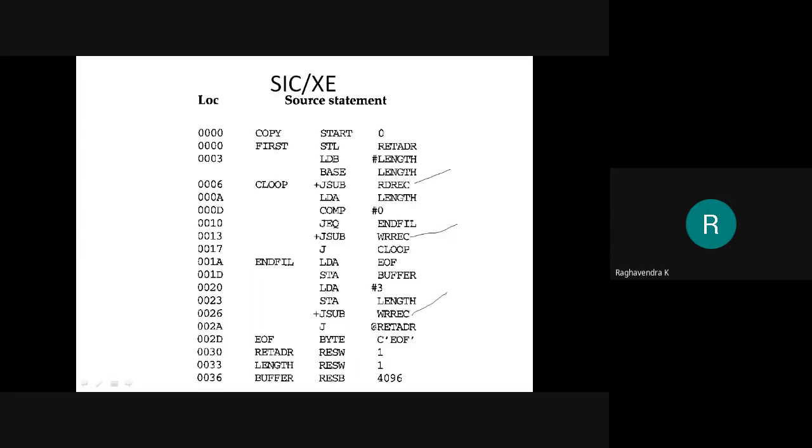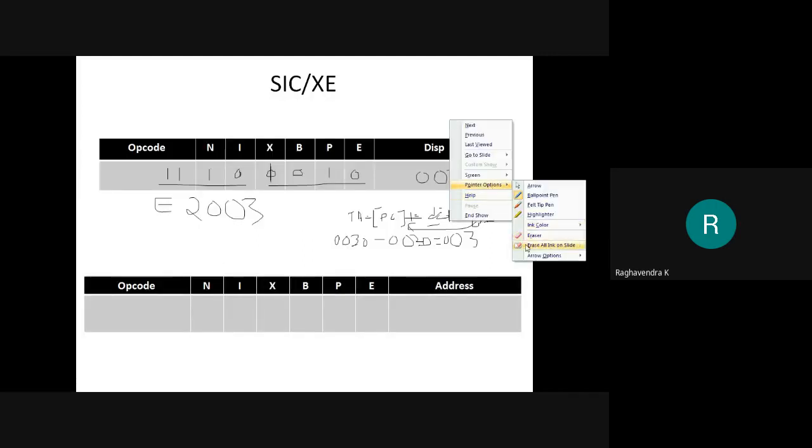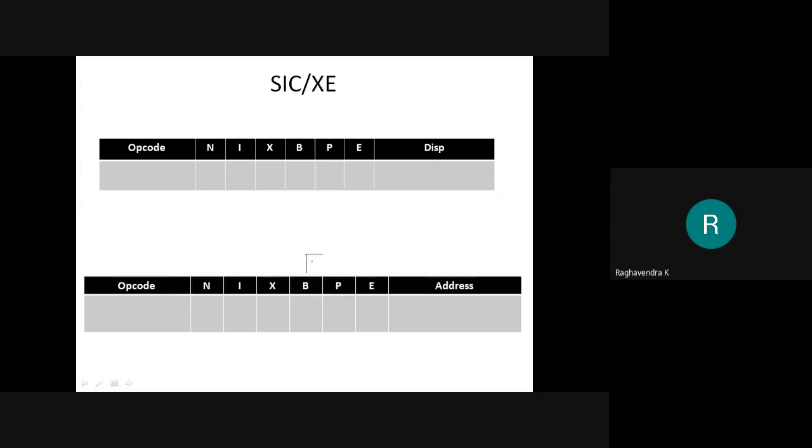Read record, I think the address is 1036. Write record, I will give you later. So 1036 is the value of read record. It is not present here; it's the further part of the program, so I'm just cutting that short. Remember that read record is 1036. JSUB is 48. Because there is a plus, I already know that this is a format 4 instruction. So now I will consider the format 4 instruction.